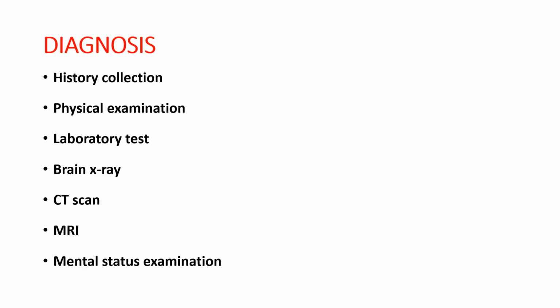Well, coming to the diagnosis, same as other psychiatric conditions: history collection, mental status examination, physical examination, laboratory test, brain X-ray, computerized tomography or CT scan, and magnetic resonance imaging or MRI. So these are all the common tests. While doing these tests, an experienced psychiatrist or health professional can easily understand whether the patient has Parkinsonism and in which stage the patient is.